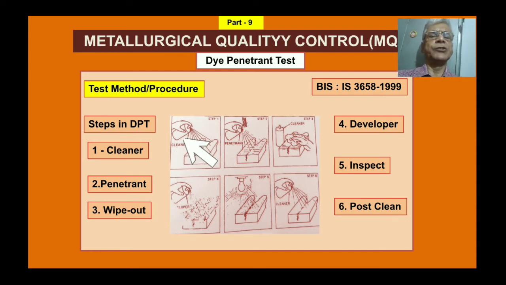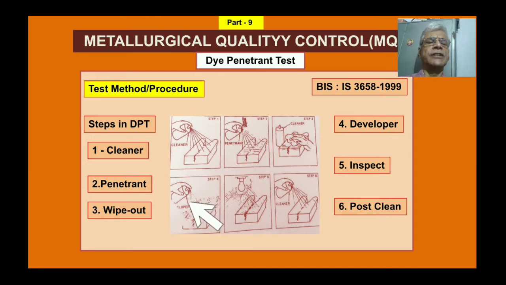After pre-cleaning, you come to cleaning, where you use the cleaner I showed earlier in the previous picture. Then after that, you apply the penetrant and allow it some time so that it gets into the crevices. If a crack is there, it gets into that. After that, whatever excess penetrant is there, you have to wipe out. This is the third step. Then the fourth step is, after wiping out thoroughly, you have to again clean it with the cleaner, and then you have to inspect.